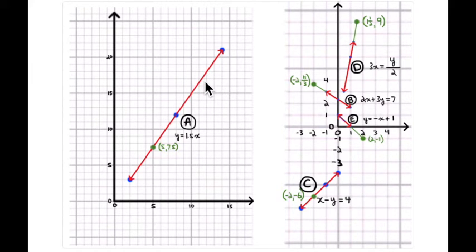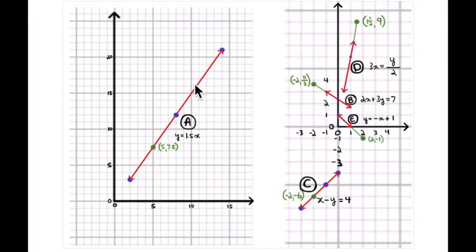I know that y is 15, 16, 17. I know that y is 17. So y is equal to 17. A little bit harder. You divide 17 by 1.5. That's going to give you the value of x.